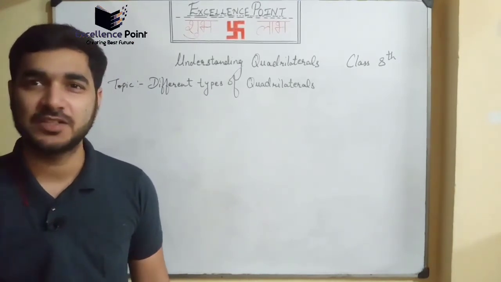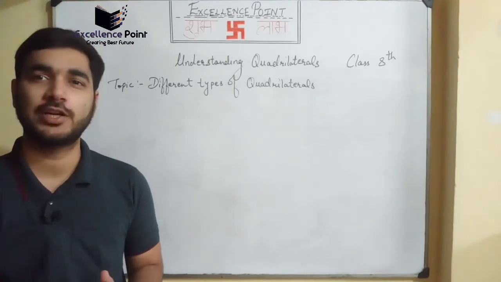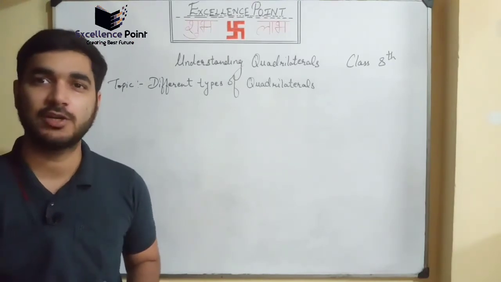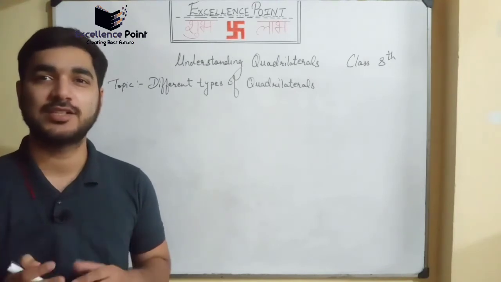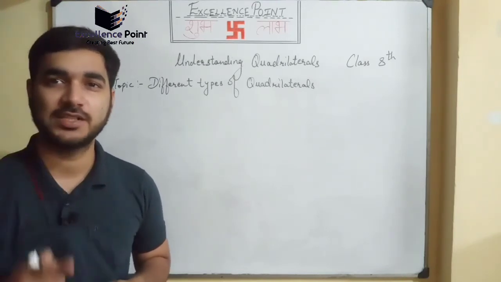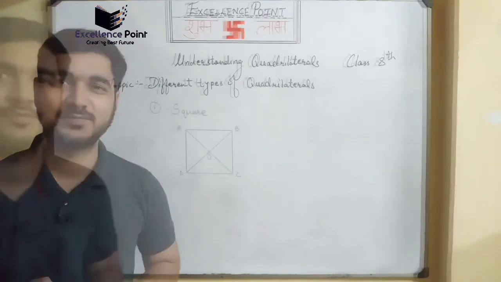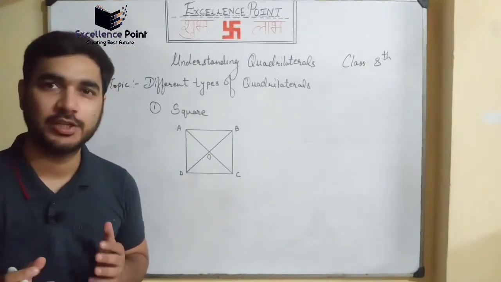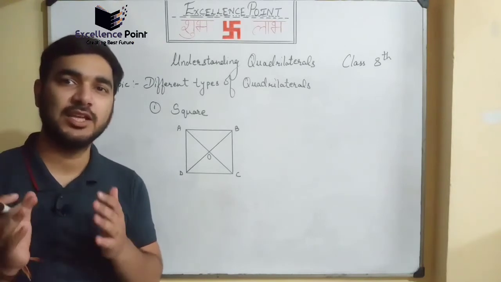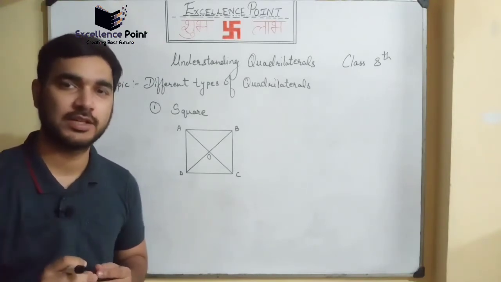In this class, we will see different types of quadrilaterals, which is the topic of our chapter number 3, Understanding Quadrilaterals. So without wasting any time, let's begin. Dear students, our first figure is a square, which is a quadrilateral. Quadrilateral means any polygon which is having 4 sides.